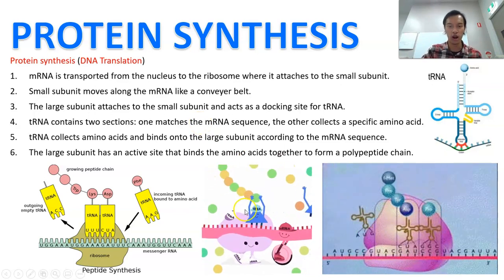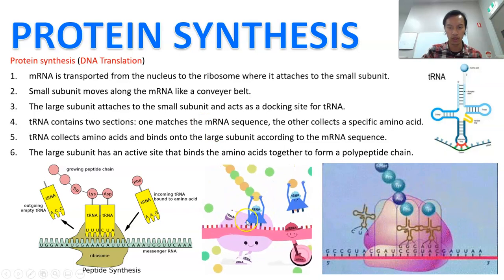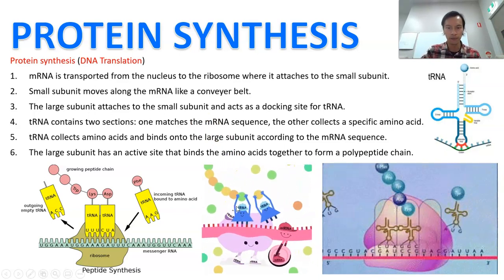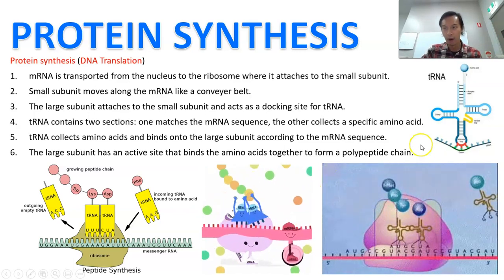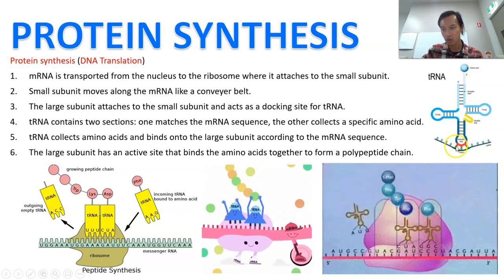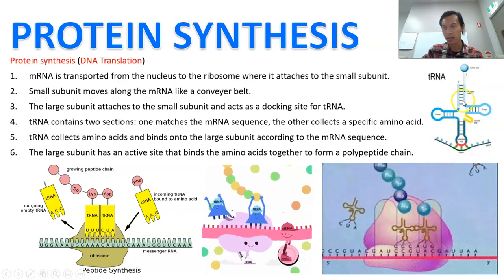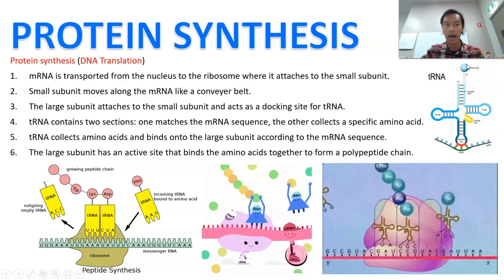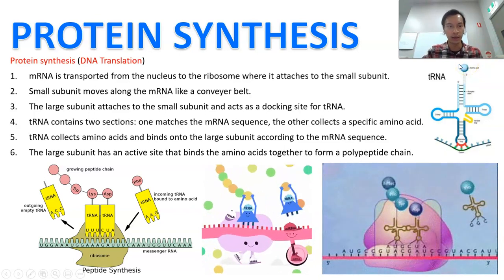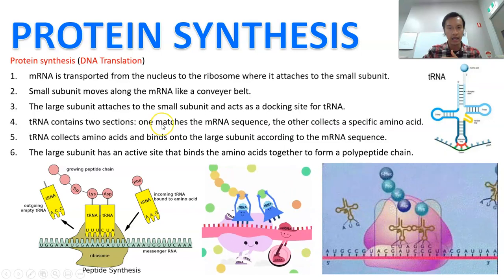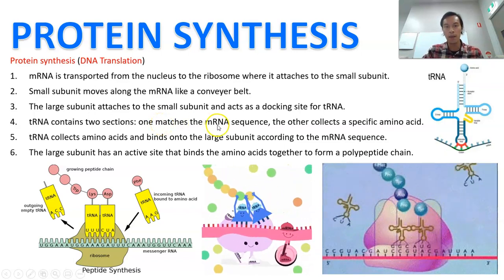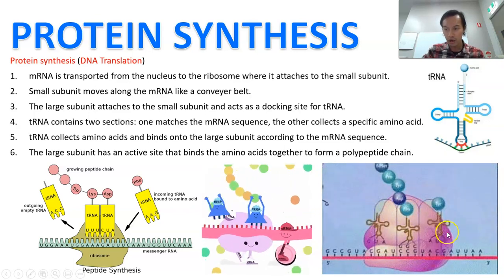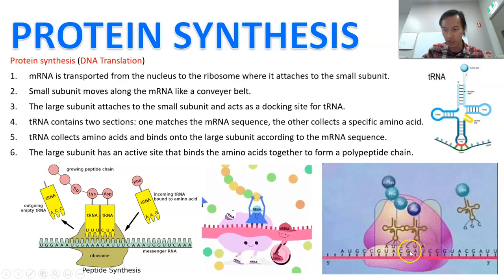That is going to attach to the small subunit that's walking along the conveyor belt, and acts as a docking site for transfer RNA molecules. Transfer RNA molecules look like these little triangles. In real life they don't look like triangles, but let's just use the animation. Basically, the bottom half of the tRNA attaches to the particular message that's there, and then the top half is going to attach to a specific amino acid, which forms your proteins. The tRNA needs to match the mRNA sequence exactly. So you've got a specific molecule here that's going to attach to a specific sequence right here.